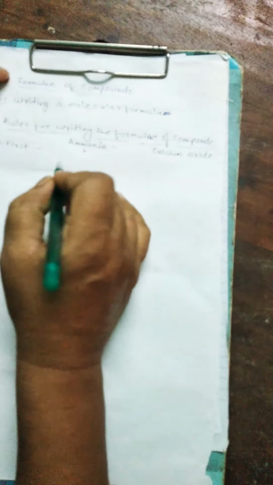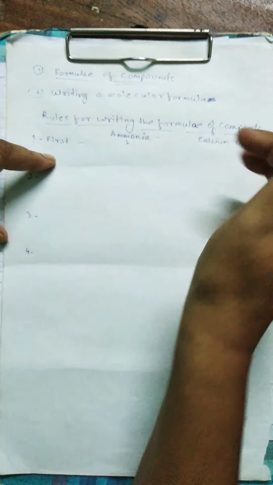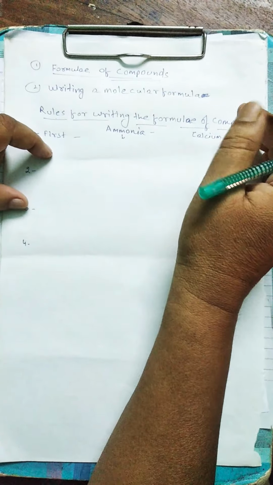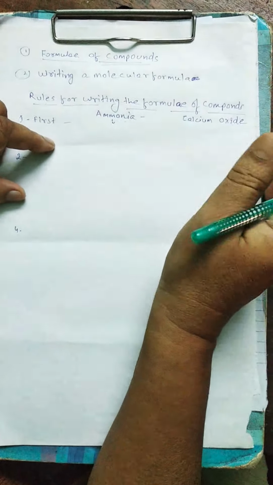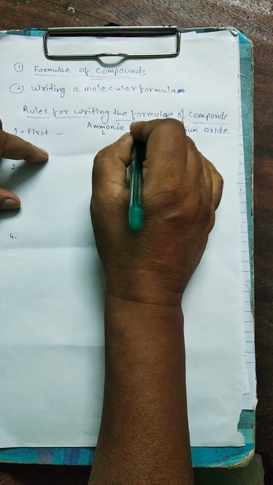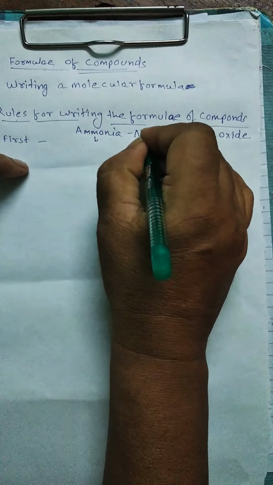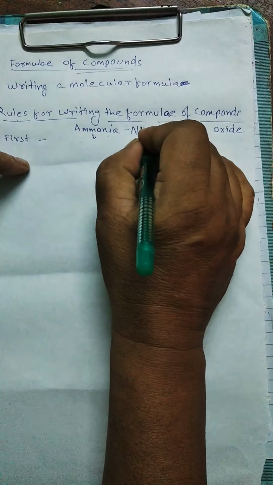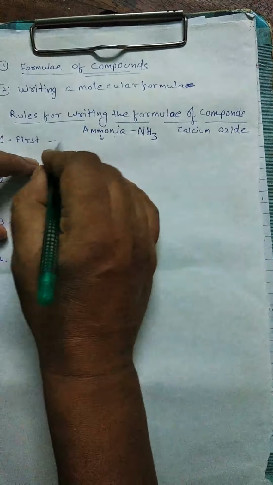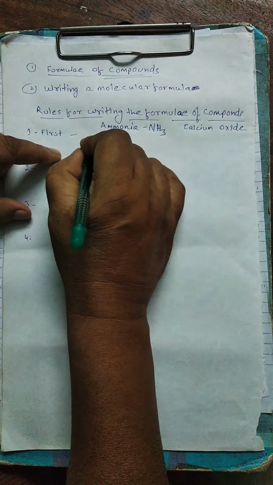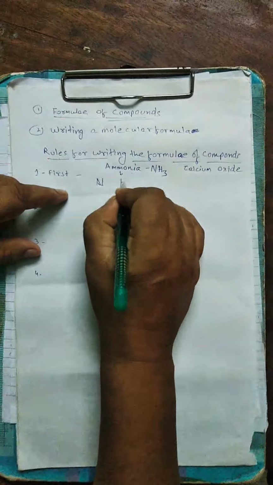First, we'll write the name of the compound. Then, we have taken ammonia. Now, the symbol of the compound: NH3. So, 2 elements are taken, one is nitrogen, another one is hydrogen.